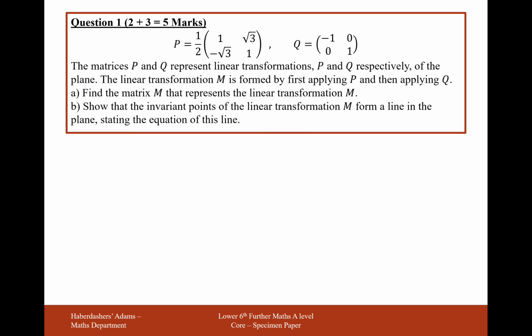So here we have matrices P and Q that represent transformations P and Q. The linear transformation M is formed by doing P first and then Q second. So if we're to make up a matrix that has the transformations P and then Q, the order in which we multiply these matrices is in reverse. So that's the key part to this question.